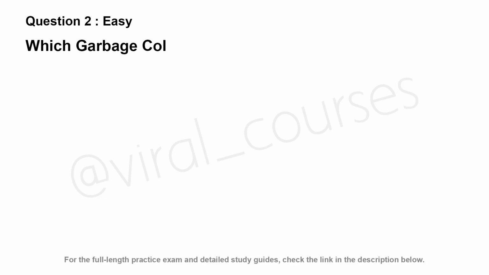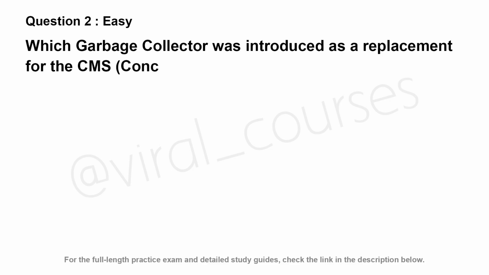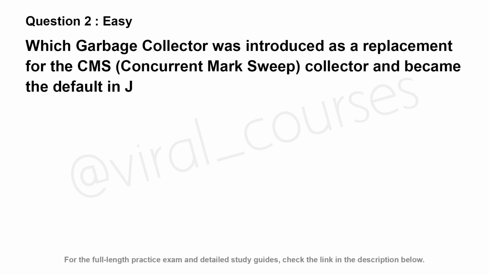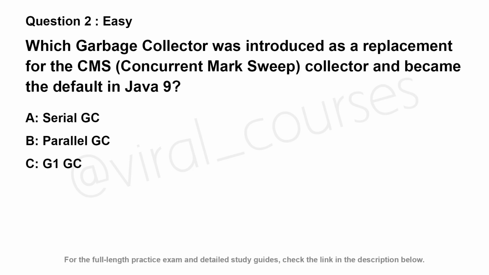Which garbage collector was introduced as a replacement for the CMS concurrent mark sweep collector and became the default in Java 9? Option A, serial GC. Option B, parallel GC. Option C, G1 GC. Option D, ZGC.